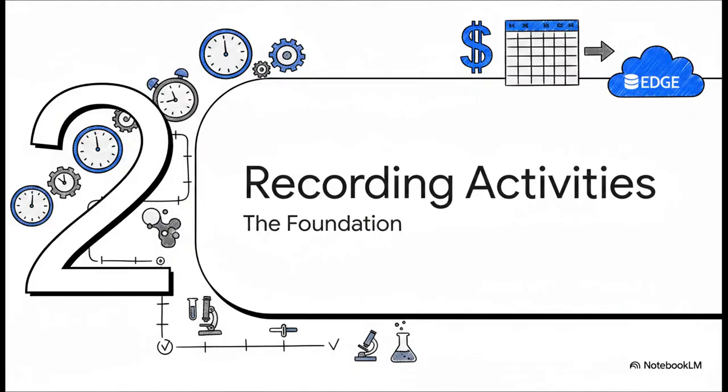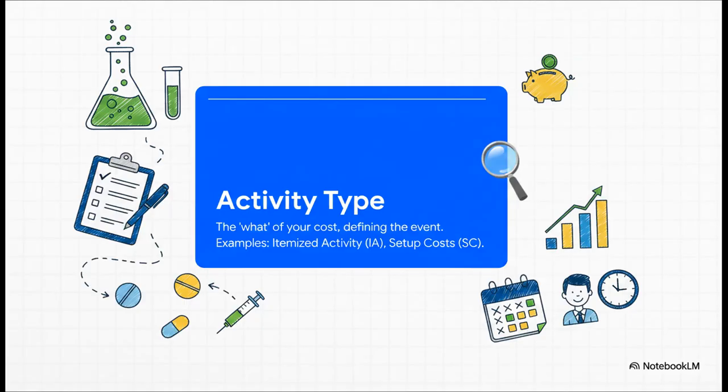Okay, let's talk about the absolute foundation of this whole process, logging those billable events as they happen. Getting this part right is, and I mean this, absolutely crucial for everything else to work. First things first, you need to understand how Edge thinks about costs. The activity type is basically the what. It tells the system what kind of thing you're logging. So a specific blood test might be an itemized activity, while that standard fee for a screening visit is a participant-scheduled visit. Makes sense, right?